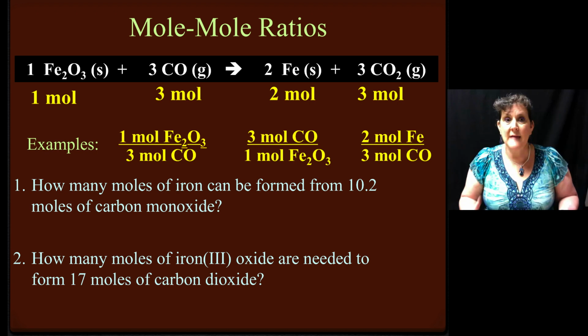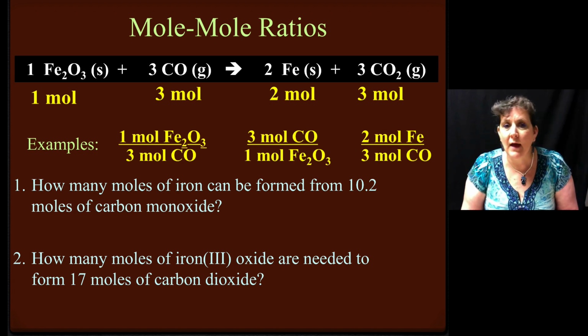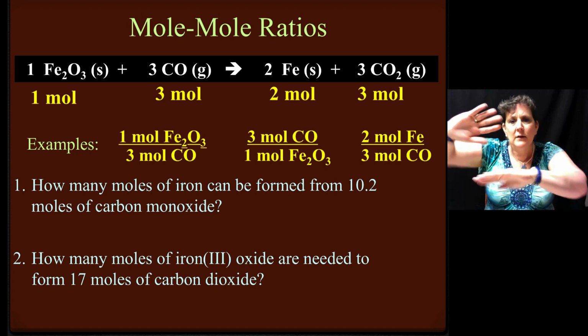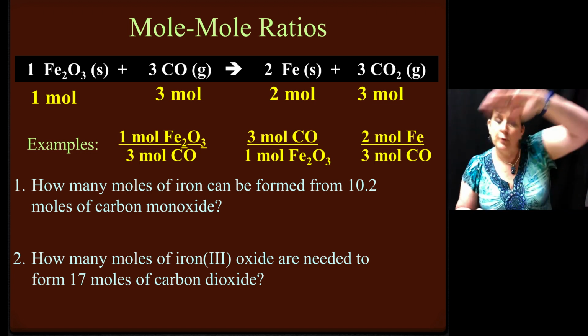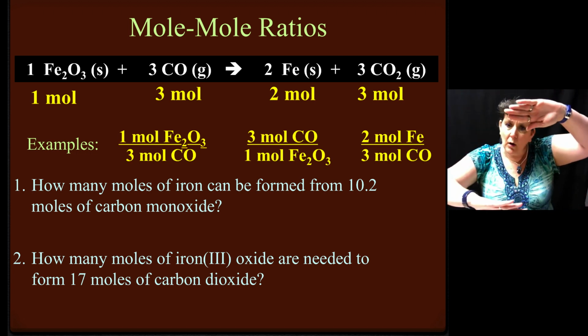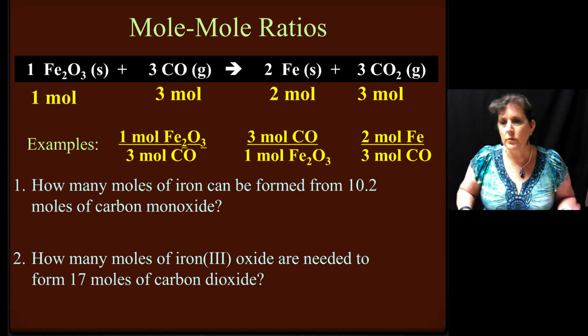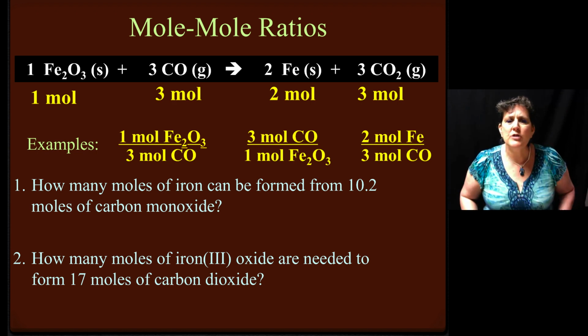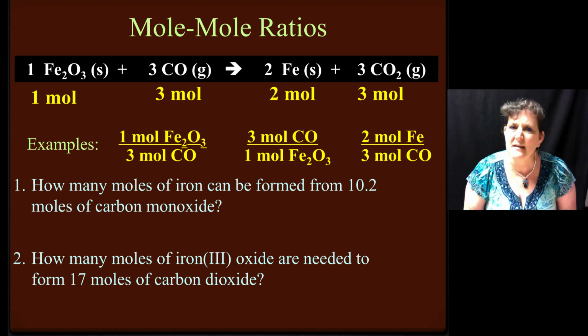Now we can make ratios with these moles by putting a top number over a bottom number. For example, I can have 1 mole of Fe2O3 per 3 moles of CO and make a fraction out of it. Or I can say I have 3 moles of CO over 1 mole of Fe2O3. Or I can say I have 2 moles of iron over 3 moles of CO. The ratio depends on what the question's asking us.